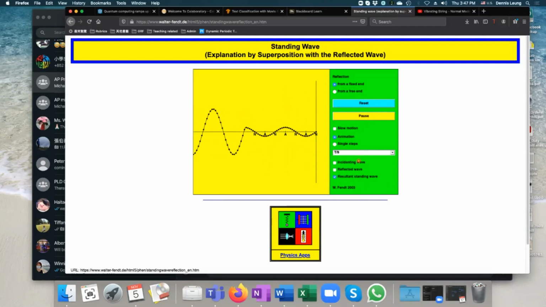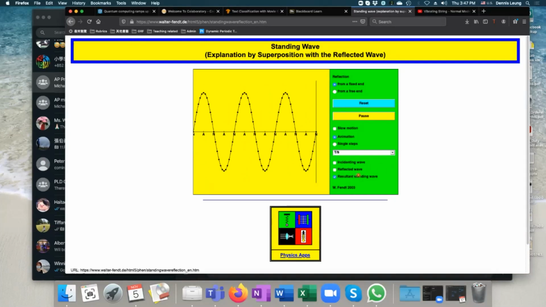The black, as we mentioned, is the resultant wave. As time develops, we can see that, as a whole, the wave seems not to be moving to the right or to the left. But if you take away the resultant wave and put back the incident wave and the reflected wave, they are actually still traveling.